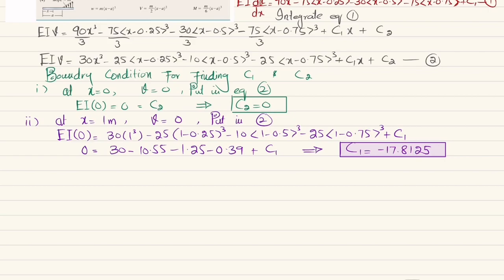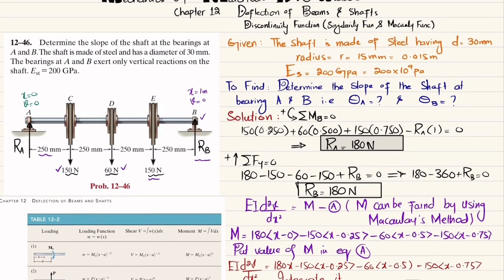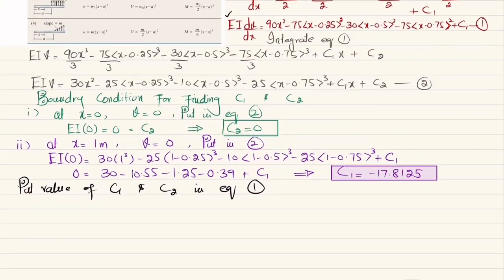Now you have C1 and C2. So put the values of C1 and C2 in equation number 1. Why equation number 1? Because equation number 1 defines the slope, and we have been asked to find the slope at points A and B. So we will put it in equation number 1.